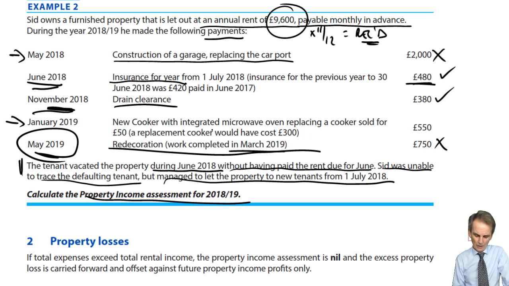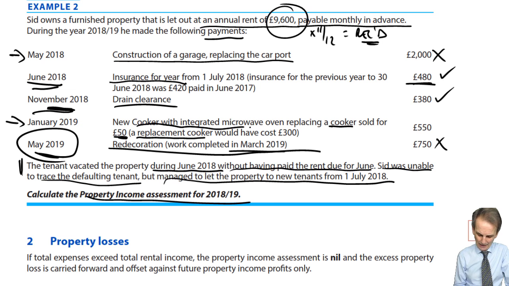We bought this new cooker with integrated microwave oven, you'll be pleased to hear, replacing a cooker, so that's not the same product, sold for £50. So off the old cooker, if it were the original, there'd be no allowability as regards that initial cost. But we do get now replacement furniture relief. A replacement cooker, rather than this integrated cooker and microwave, a like for like, would have cost £300. So that's the basis of the allowable cost.